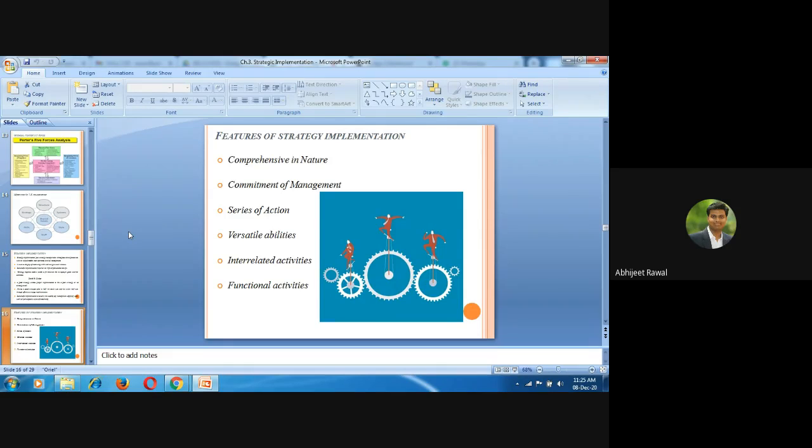It's from strategy making on paper to actually implementing the strategies in the market. It is a series of actions. Then you have versatile ability. What is versatile ability? Versatile ability is something like the managers at the middle level or the lower level sometimes have to mold themselves, or you can say have to change their attitude as per the situation in a market.